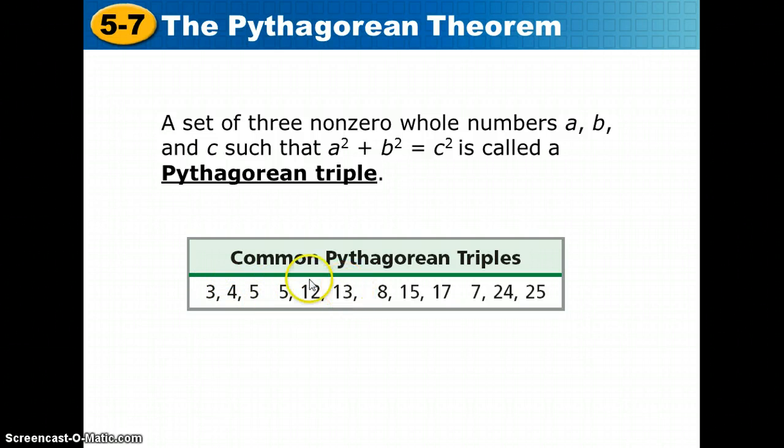5, 12, and 13, or any multiples of those. 8, 15, and 17, or any multiples of those. 7, 24, and 25, or any multiples of those. These are not all the Pythagorean triples you could come up with. You'll notice some more as we go through these lessons, but these are some of the most common ones. So you'll start to recognize these as we go.